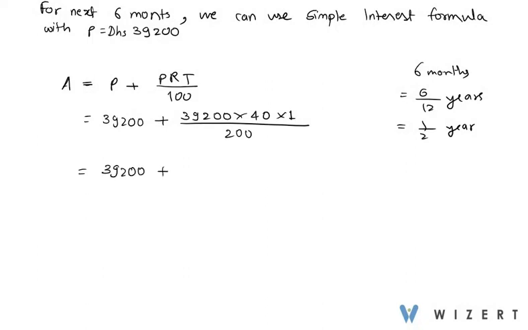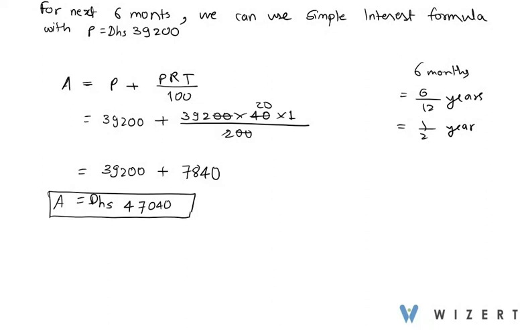So 39,200 plus 0, 0 will cancel out. This will be 20 and we are left with, let's see, 0, 4, 8, 7. So that will be, let's see how many dirhams. 0, 4, 8 plus 2 is 10. 10 plus 7 is 17 and 4. So 47,040 dirhams will be the total amount after 2 years and 6 months.